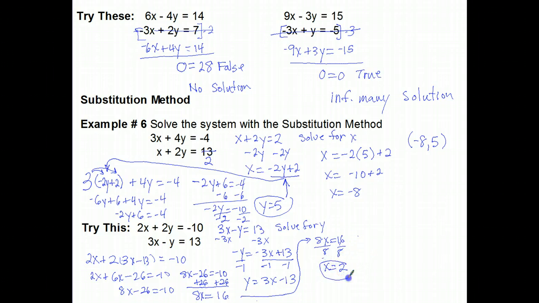Now take x is equal to 2 and plug it back into where we solved for y. And this becomes y equals 3 times 2 minus 13. 6 minus 13. y is equal to negative 7. Solution to the system is 2, negative 7.